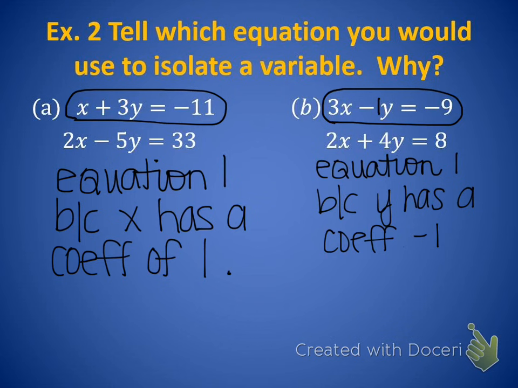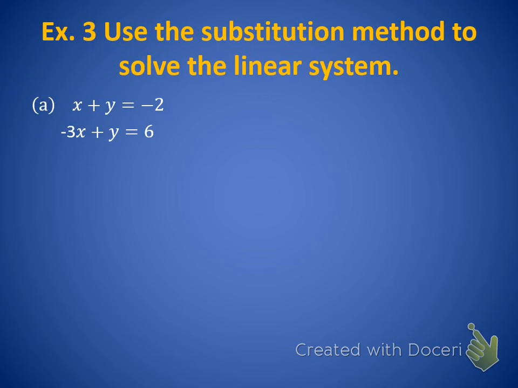Now, let's look at example 3. We're simply using the substitution method to solve the linear system, but we can see very quickly the shortcuts aren't here. All right? One of the variables isn't already solved for. They're not both equal to the same variable. So I'm going to have to actually work through steps 1 through 5. So let's go through this slowly.